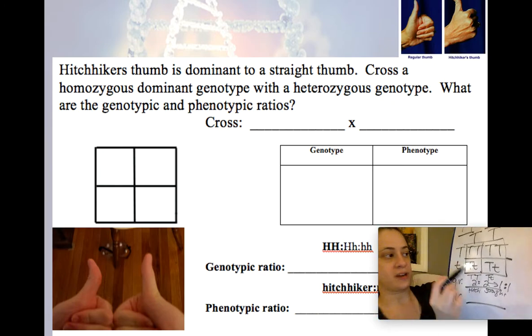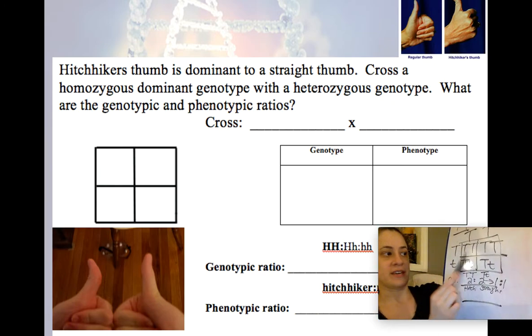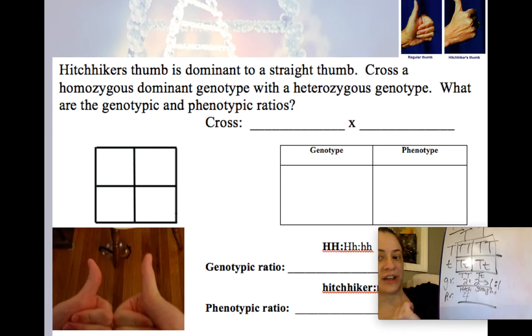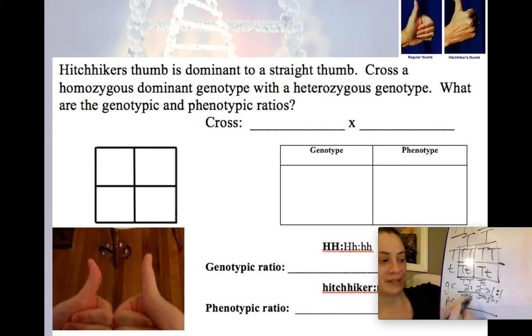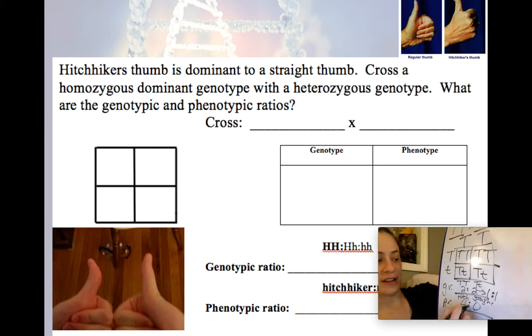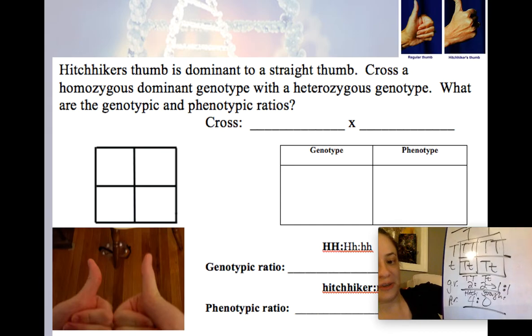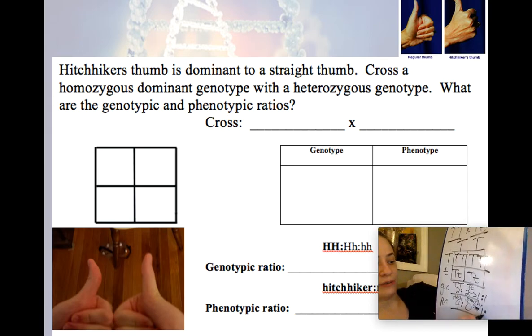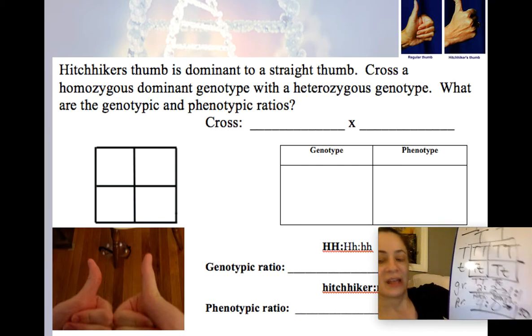Now, in this situation, each one of these is a hitchhiker's thumb. So we have 4 hitchhiker's thumbs in our Punnett square and none of the straight. So actually in this situation, we have a 4 to 0 ratio. It's possible that you could reduce it to 1 to 0.